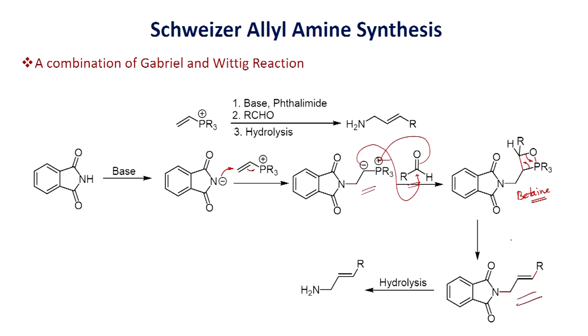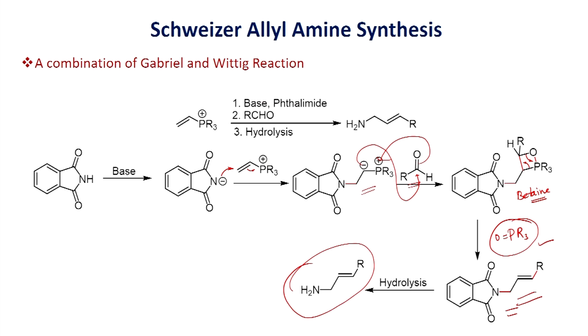which can convert into this allylic derivative, where phosphine oxide is generated as the byproduct. Once you form this one, when you do the hydrolysis, you will be able to generate this allylic amine as the product. So if you look at this reaction, it involves three steps.